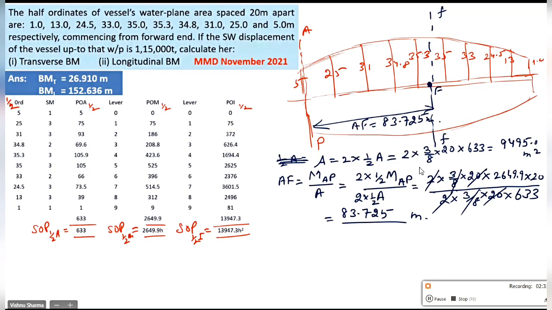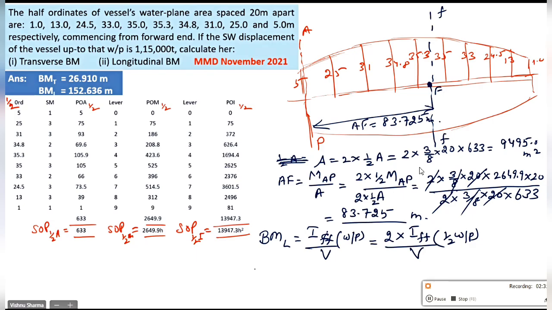Now, what is BML equal to? Now be careful. Again, a test of something which I emphasized yesterday. BML will be equal to IFF of the full water plane divided by volume of displacement. Since we are using half area, it will be twice the IFF of the half water plane divided by volume of displacement.